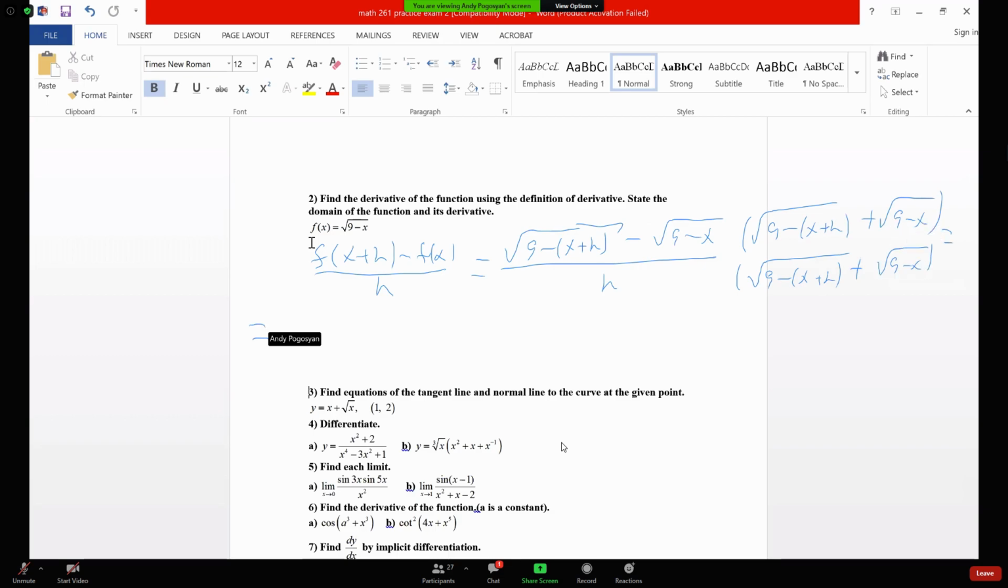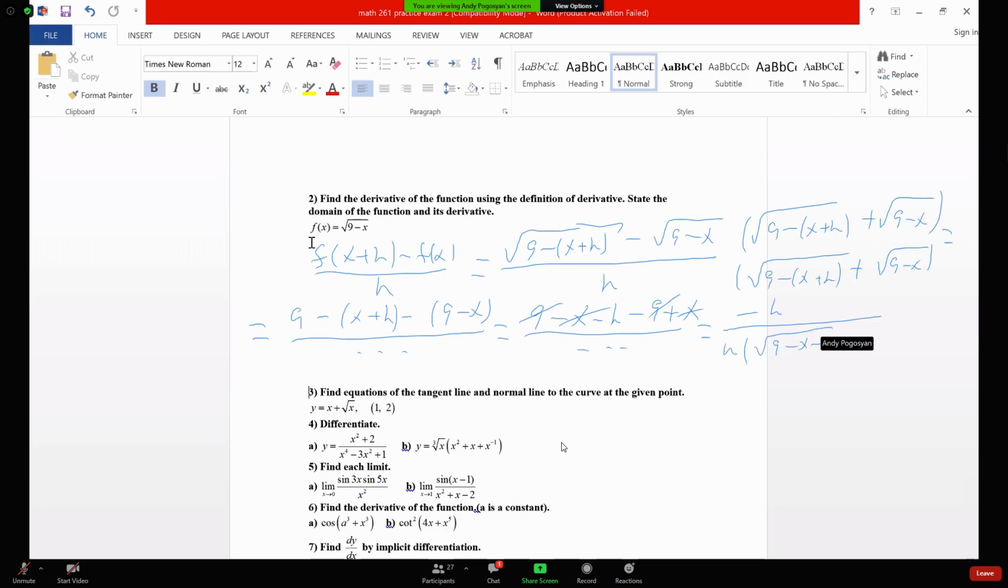So the numerator would be 9 minus (x plus h) minus (9 minus x), over the denominator. So you have 9 minus x minus h minus 9 plus x over the denominator. So 9 minus 9, negative x plus x, leaves negative h. So you have negative h over h times the square root of 9 minus x minus h plus the square root of 9 minus x. These two h's divide out, so we have -1 over that. That's number 2.